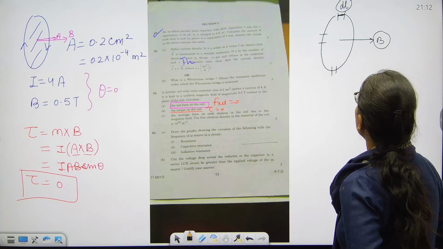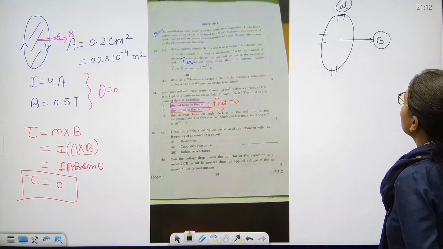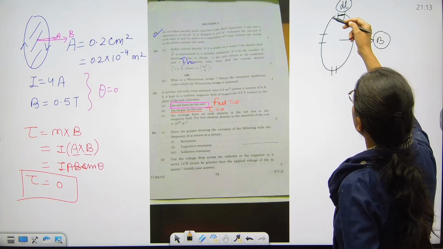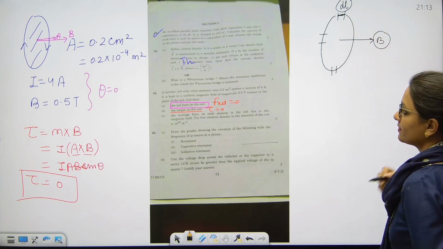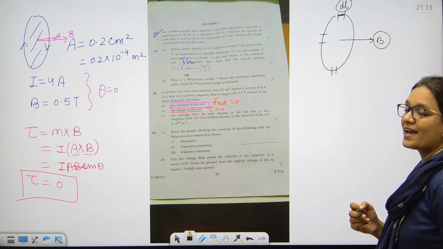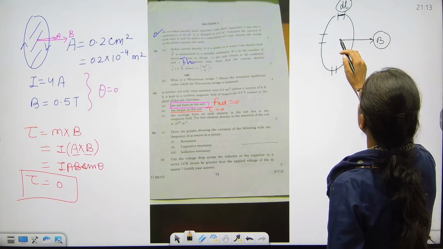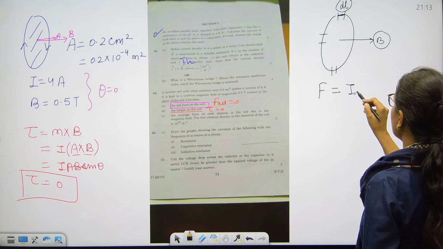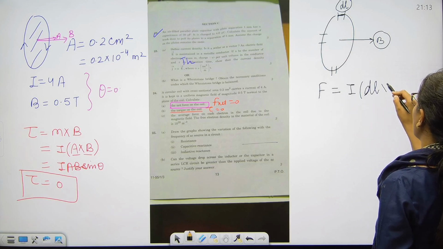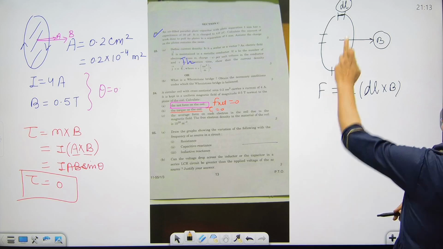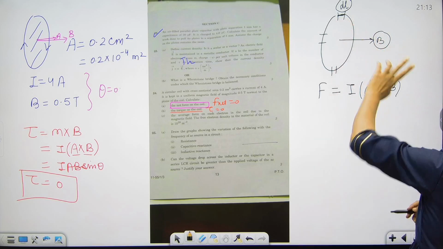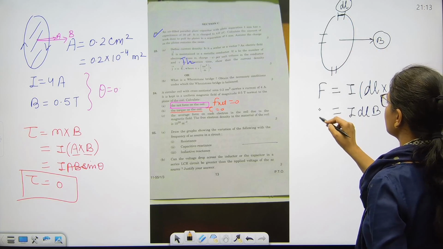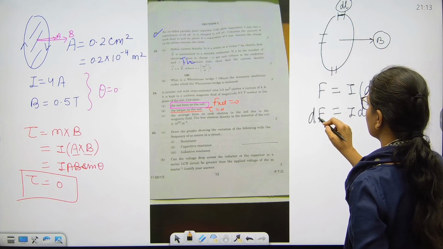To calculate the average force on each electron, let me take a very small length dl. Then I will find the force on the total wire. If I take a small length, the force can be given as I dl cross B. dl and B always have 90 degrees between them, so I can write I dl B. This is the small force dF.